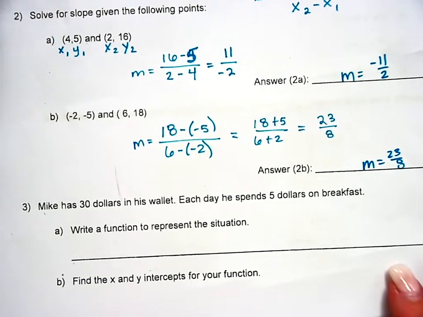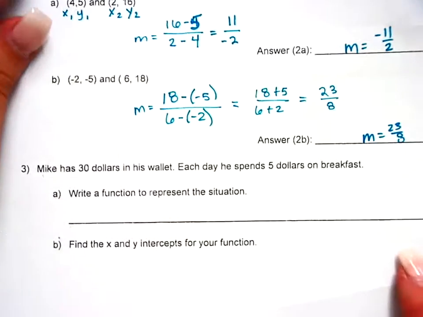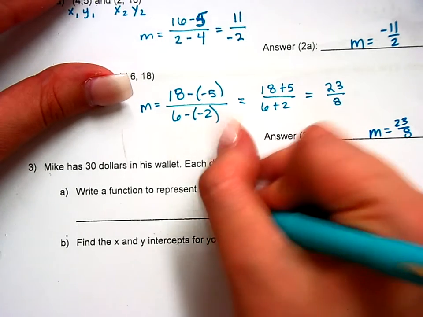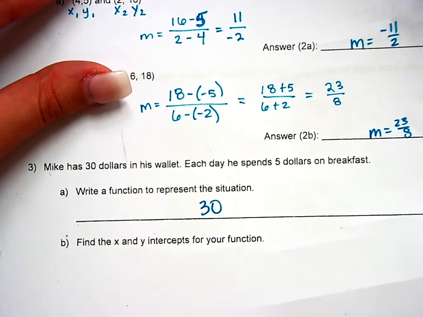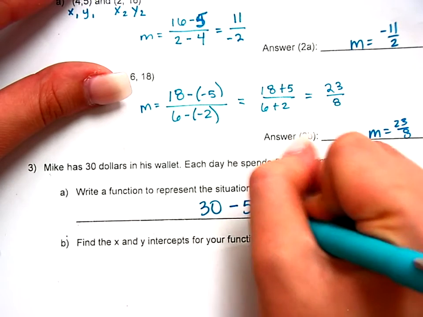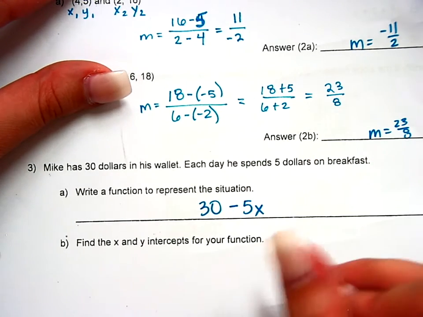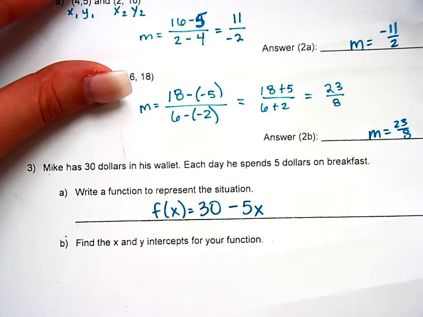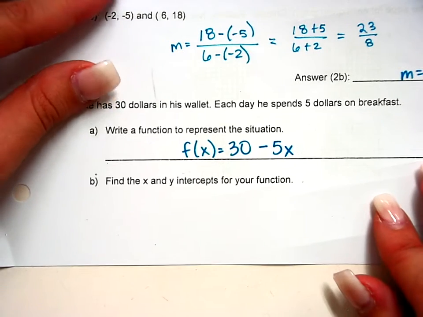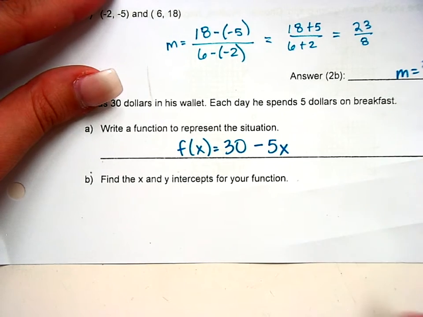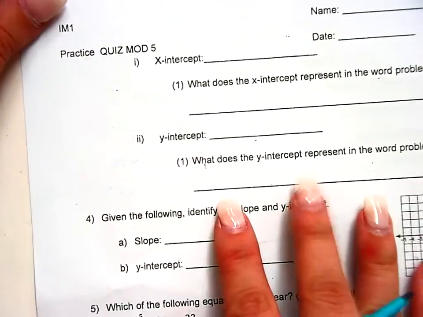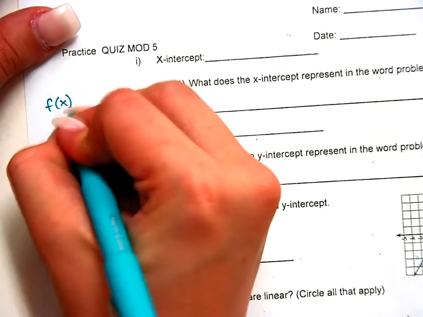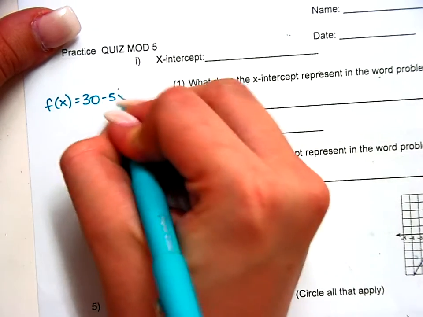All right, next problem, we are going to write a function for this situation. So Mike has $30, so he starts with 30, and then he's going to spend $5 each day. So minus 5x, because we're taking away money. Now we want to make this a function, so you're going to set this equal to f of x. All right, we want to find the x and y intercepts, and we have the lines for that on the back. So we're actually going to turn this over, and I'm going to remind ourselves what that function is. f of x equals 30 minus 5x.